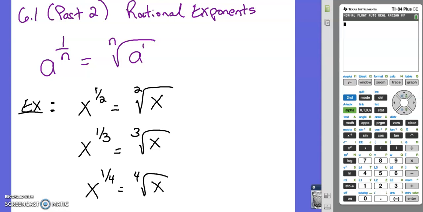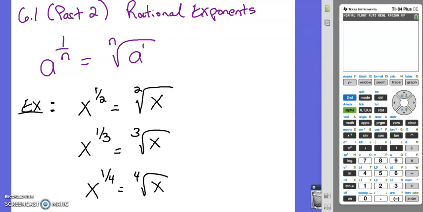This is 6.1, rational exponents and exponent properties. This is part 2 of the video, so if you haven't watched part 1, go back and watch part 1. The second part is talking specifically about rational exponents. And again, rational is typically referring to a fraction. So what if you have a fractional exponent?